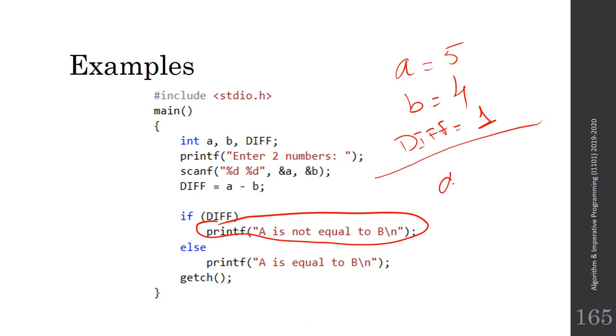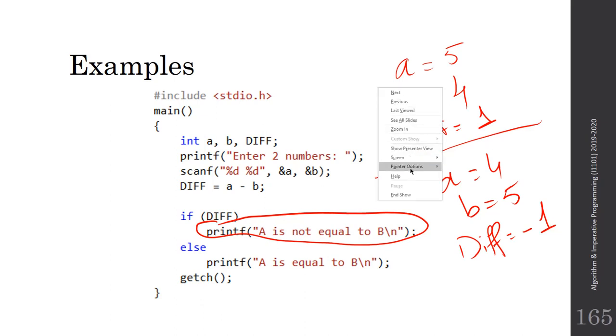Now let's say A equal to 4 and B equal to 5. And then we will calculate the difference. So the difference would be equal to minus 1. So minus 1 is different than 0. It means that I will execute the first block, and I will write on the screen A is not equal to B.